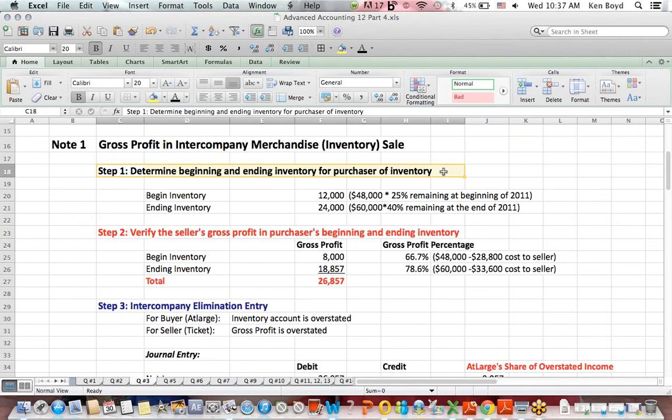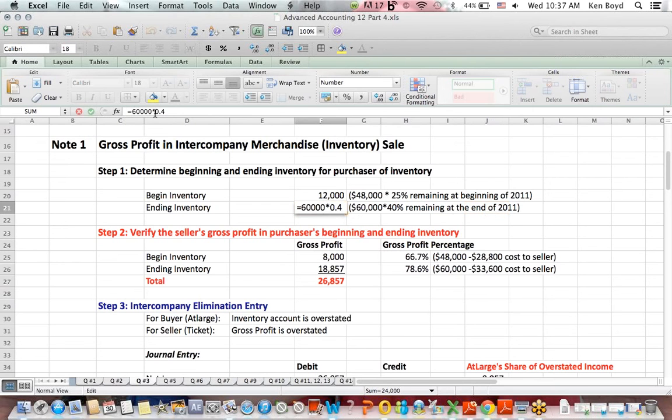You calculate the beginning and the ending inventory for the person who buys the inventory, whether it's the parent or the sub. So we're told in the question that of $48,000 purchased in the prior year, 25% of it is still on the books at the beginning of 2011. So 48,000 times 25% is 12. At the end of the year, of $60,000 purchased from the intercompany, the other side, 40% remains on the books at the end of the year. We're looking at 2011. So if I take 60,000 times 40, I get my ending inventory.